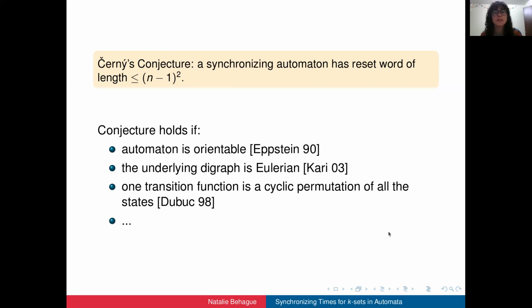You'll notice I didn't tell you what orientable means, but for the other two that I did tell you about, in all of these cases, the standard automata, or Chinese automata, that we talked about before is something in each of these classes. So they've tried to generalize the automata that we do know about, the standard automata, and find classes where we can prove the conjecture. But in general, it remains wide open.